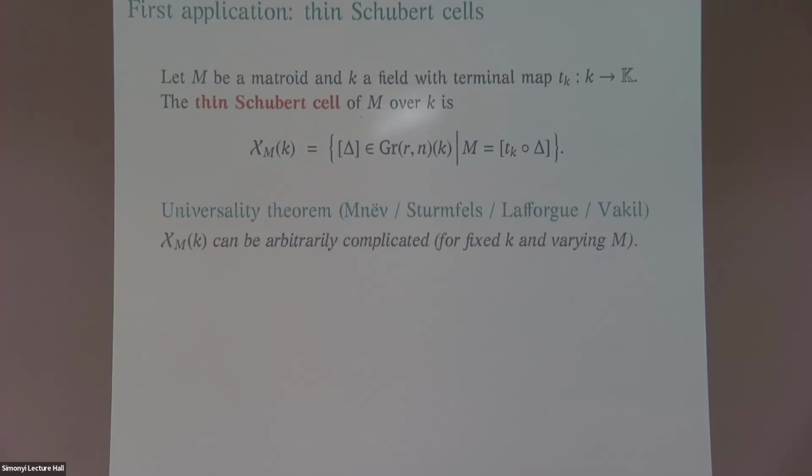Then we have the universality theorem, which took many shapes, and there are certain names attached to it, which basically says that Schubert cells can be arbitrarily complicated.